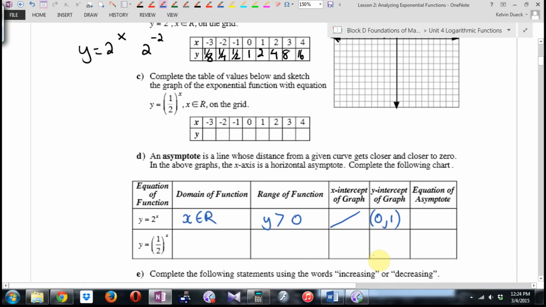By the way, what will the x-intercept of the inverse be? 1, 0, because the x and y switch around. And then here is a new term. We have something in math that we call an asymptote. You may have seen this last year. Probably not. An asymptote is a line that a graph gets closer and closer to, but never touches.